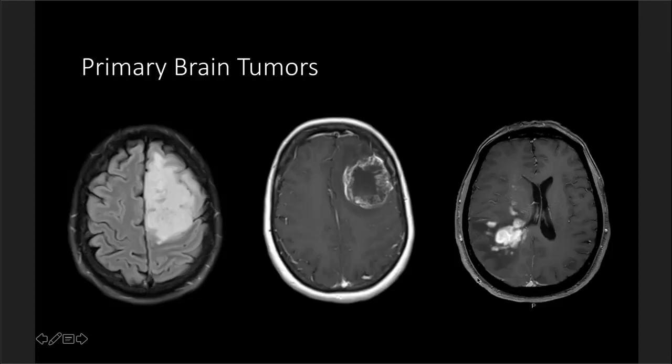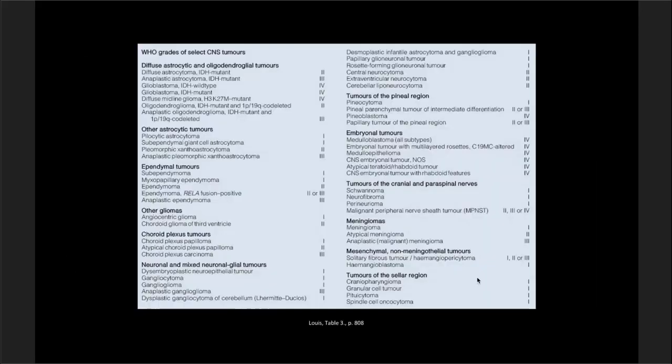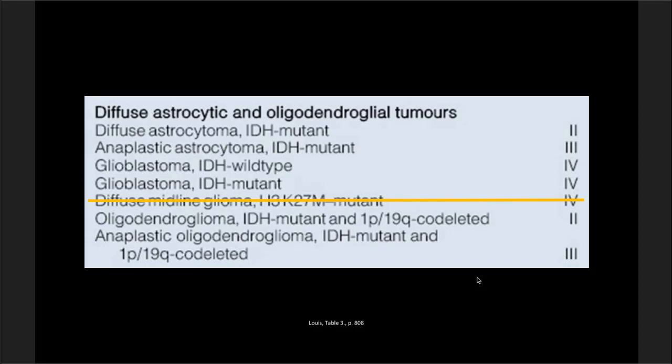So to start with primary brain tumors, here we have a few examples of different primary brain tumors. The WHO grading system was just updated in 2016, and this is a list of just a few of the tumors that are listed in the WHO grading system. I'm going to primarily focus on the diffuse astrocytic and oligodendroglial tumors. And if we zoom up and look at that list of tumors, we have astrocytomas, glioblastomas, and oligodendrogliomas are the three main ones that I'm going to talk about.